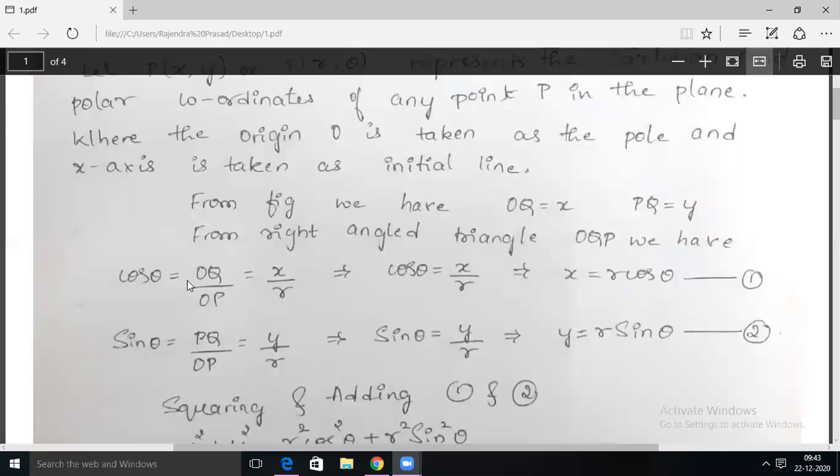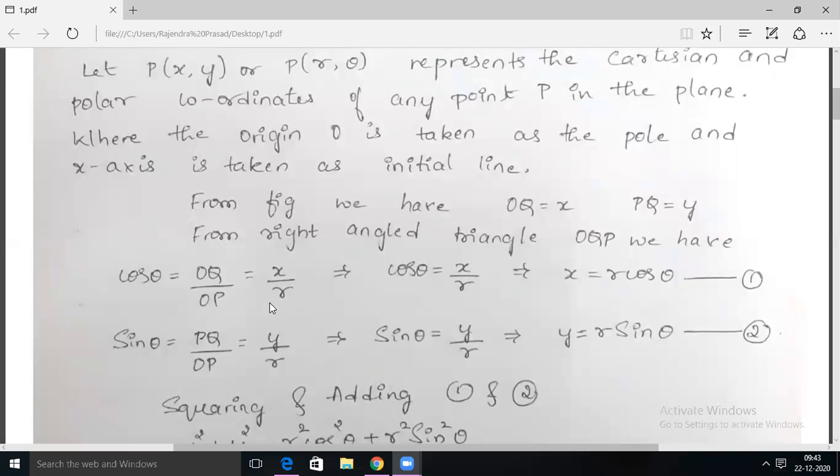We shall consider a right angle triangle. Next we shall consider cos theta and sin theta. Cos theta is equal to OQ by OP, OQ denoted by x, OP denoted by r. Sin theta is PQ upon OP, PQ denoted by y, OP denoted by r. So finally we get x is equal to r cos theta and y is equal to r sin theta.